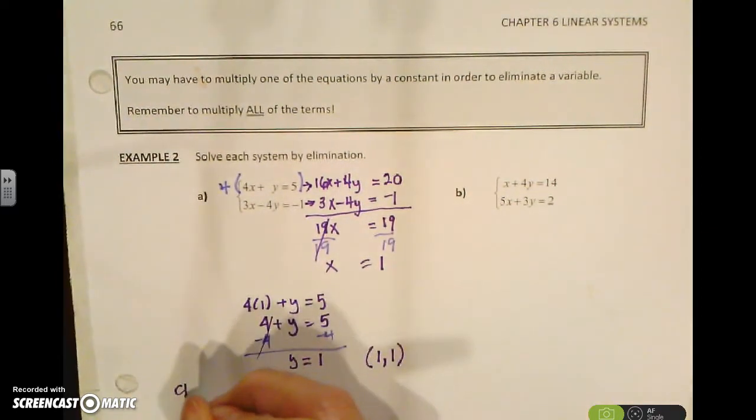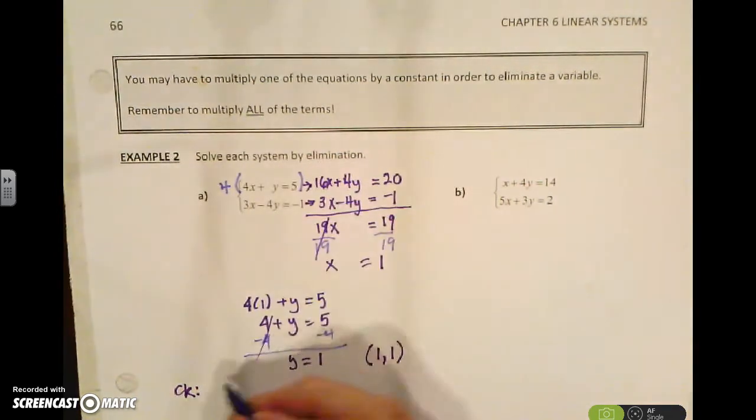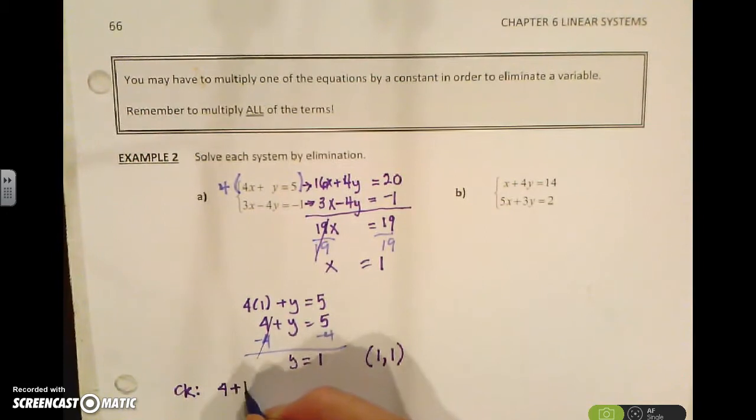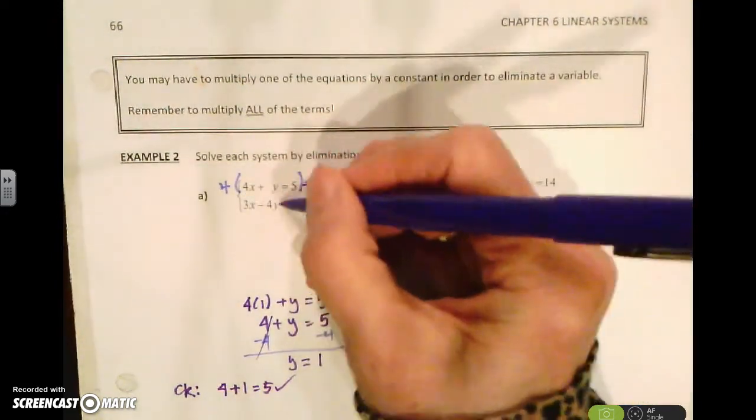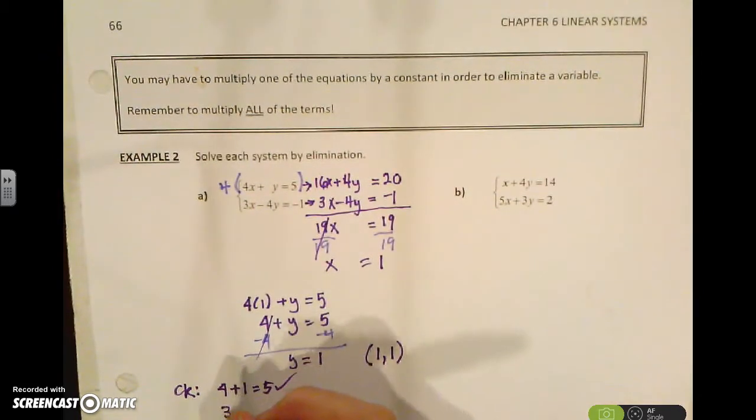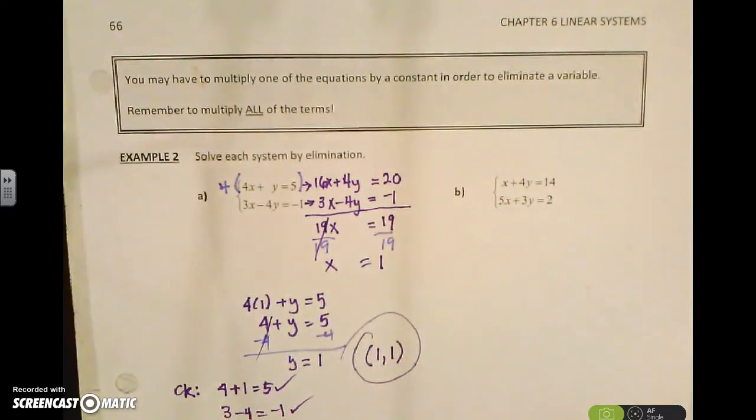Now I'm going to check it, and put a 1 into the first one, and I get 4 plus 1 is 5, and that checks. And then I'm going to put 1 and 1 into the second one, and that's going to give me 3 minus 4 is negative 1, and that also checks. So there's my answer.